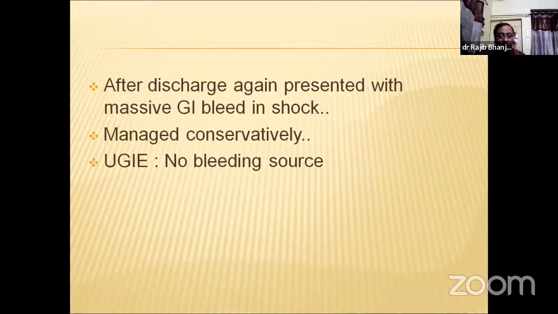After discharge, the patient again presented in emergency with GI bleed and shock. The patient was managed conservatively. Upper GI endoscopy showed no bleeding source. The patient was managed with about 10 to 12 blood transfusions, high dose inotropic support, and ventilatory support.